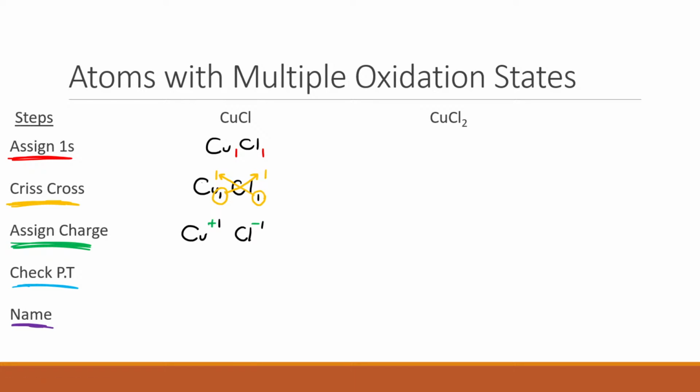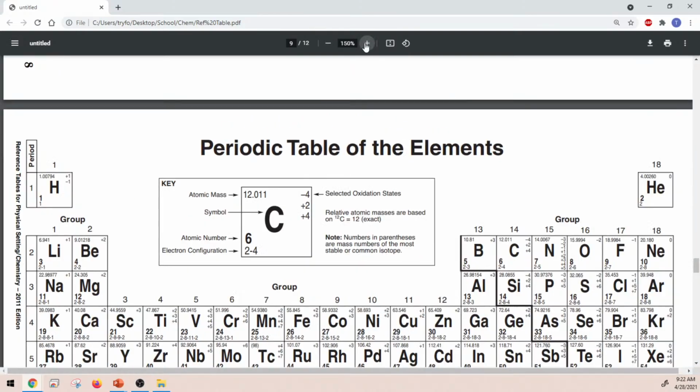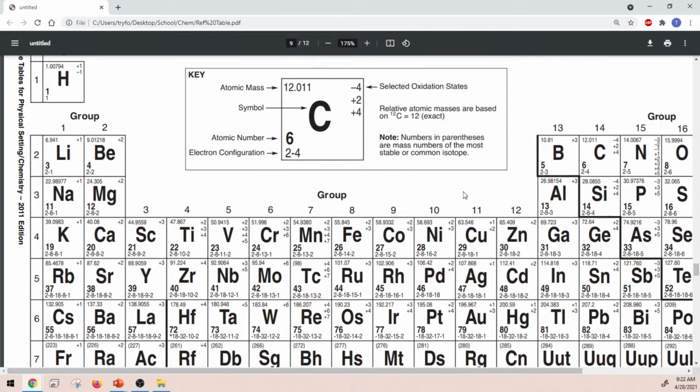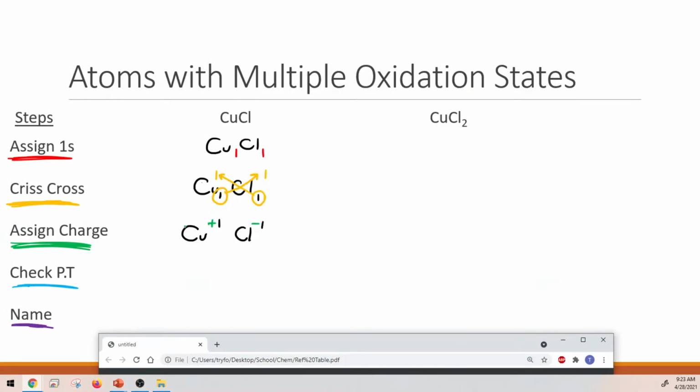In the next step, the next thing we need to do is check the periodic table. We need to know that these charges are possible. And so, we're going to pull up our periodic table and we are going to come over here and find copper and chlorine. Here's copper. Does copper have a +1 charge? Yes, it does. That +1 is possible, and so we're going to mark it as possible.